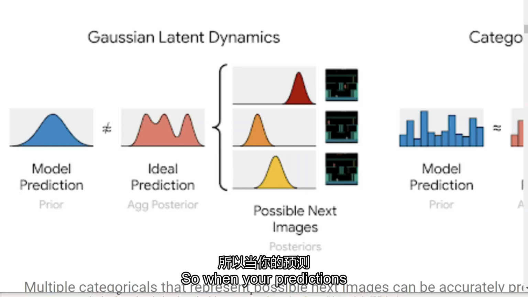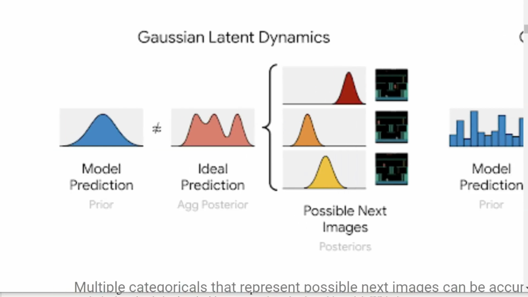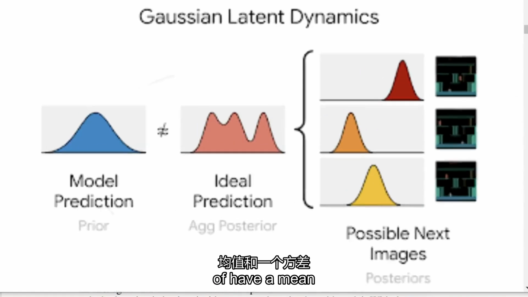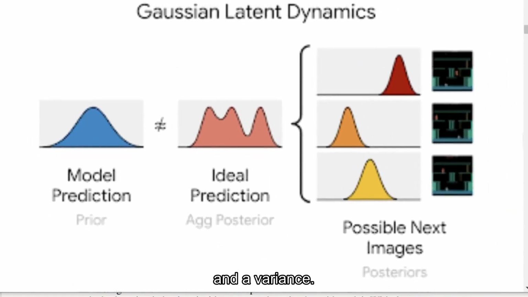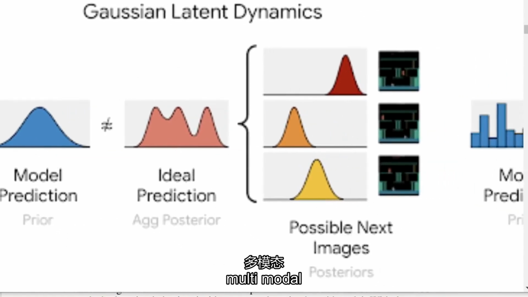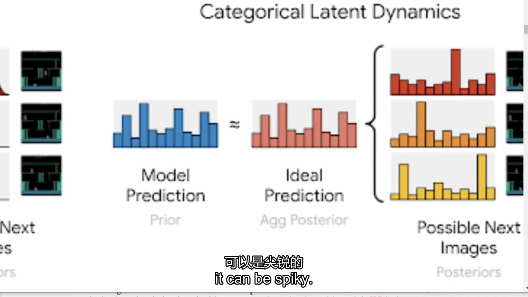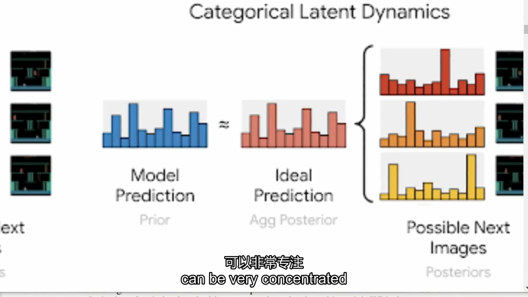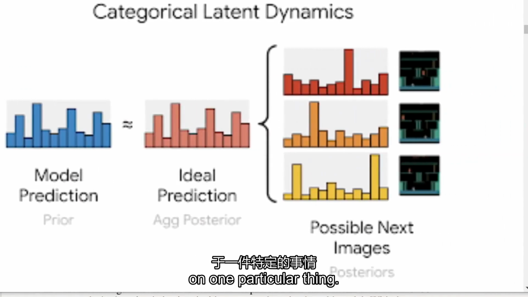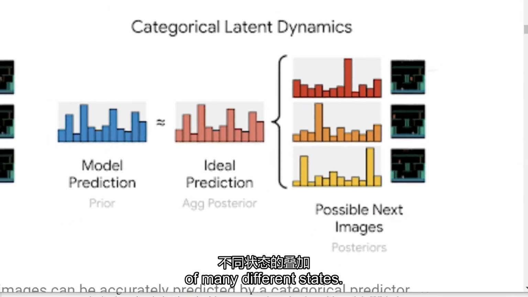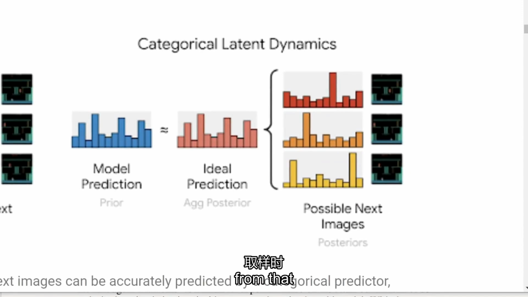So when your prediction is just a Gaussian, it can only have a mean and a variance. It cannot predict multimodal distributions. However, a categorical distribution can. It can be spiky, very concentrated on one particular thing, or it can actually be a superposition of many different states. And when you sample from that, you actually have your multimodality.